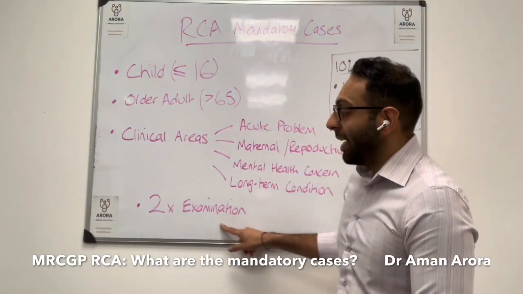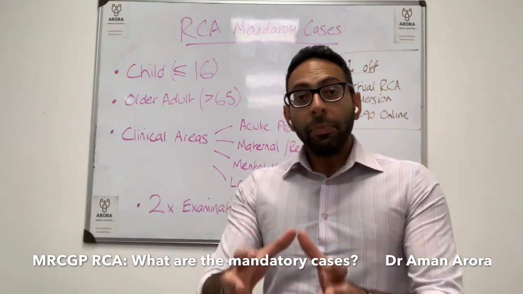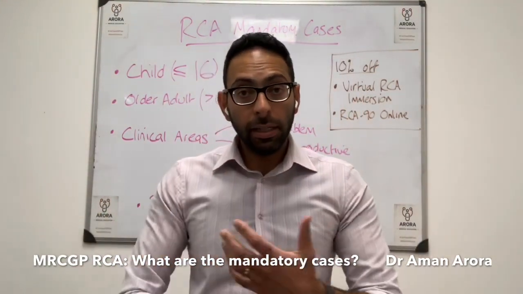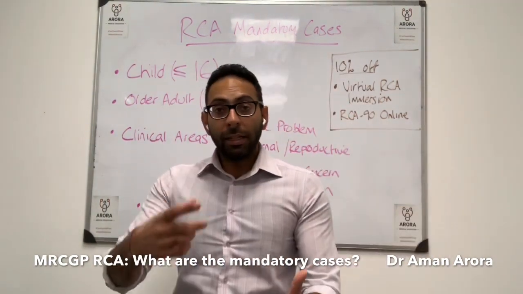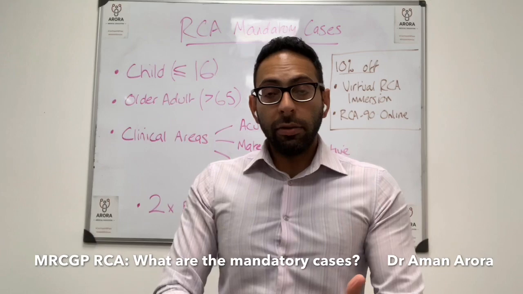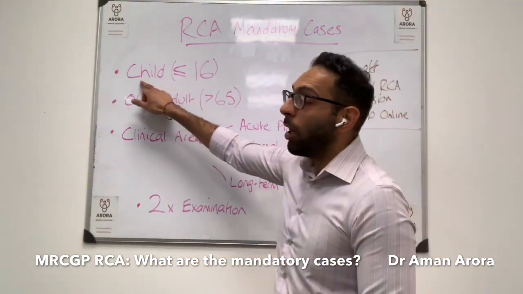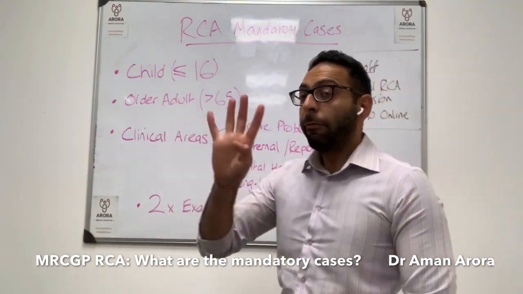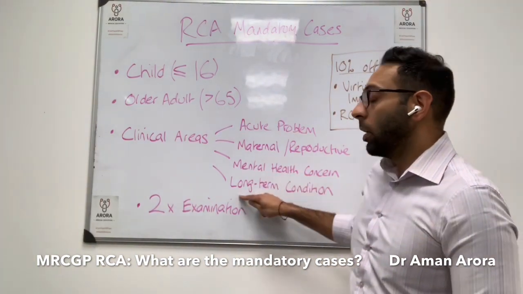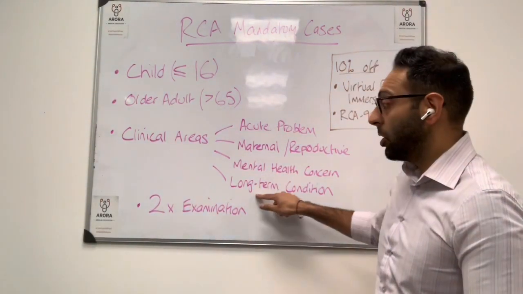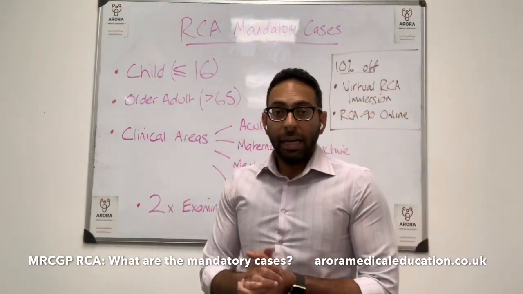And this is important, at least 2 of your cases have got to have an examination component, either actually doing an examination if it's a face-to-face scenario, or explaining examination and rationale if it's telephone or if it's a video consultation. Of course, a lot of you guys are doing those right now in terms of your working style. So at least a minimum of 1 child scenario, 1 older adult, 4 clinical key areas: acute problem, maternal or reproductive, mental health concern, or long-term condition, and then at least 2 cases involving some kind of examination. Those are mandatory.